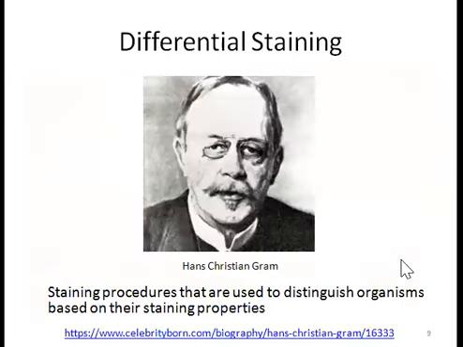The other method is the differential staining. The Gram stain was developed in 1884 by the Danish physician Hans Christian Gram. Here you can see his picture. The Gram stain is the most widely employed staining method in bacteriology. It is an example of differential staining. It is the staining procedure that is used to distinguish organisms based on their staining properties. Use of Gram stain divides bacteria into two classes, Gram-negative bacteria and Gram-positive bacteria.